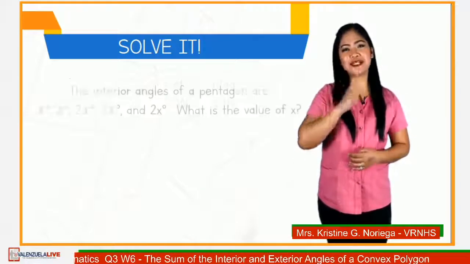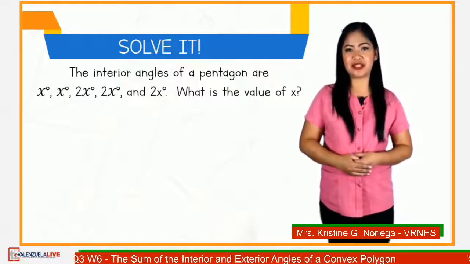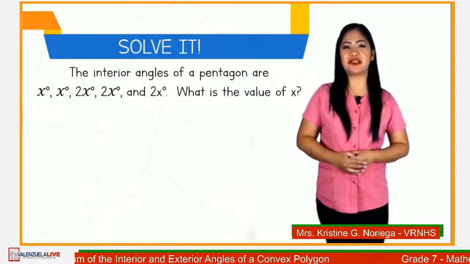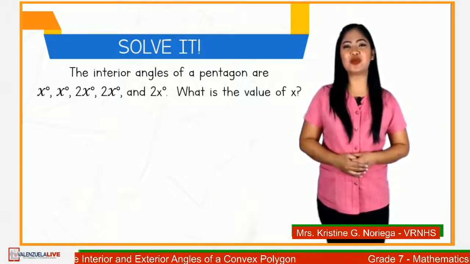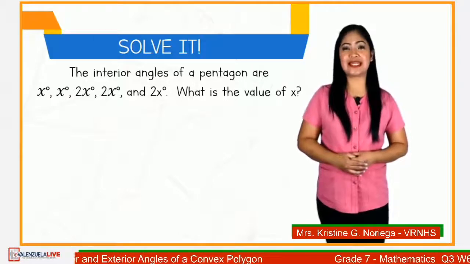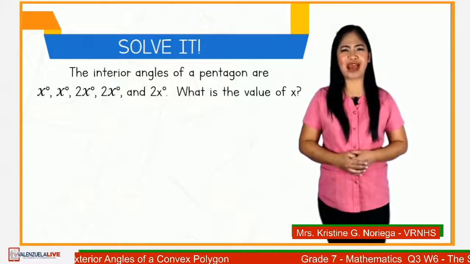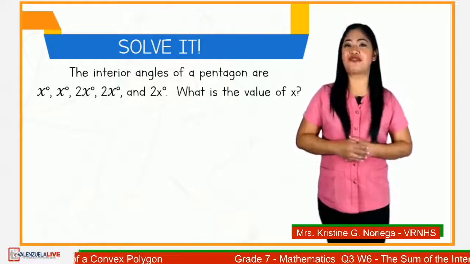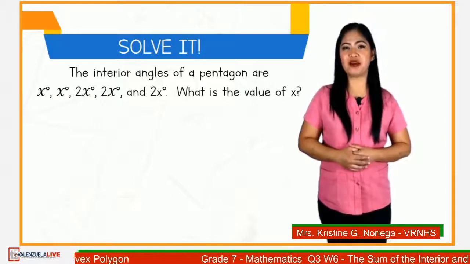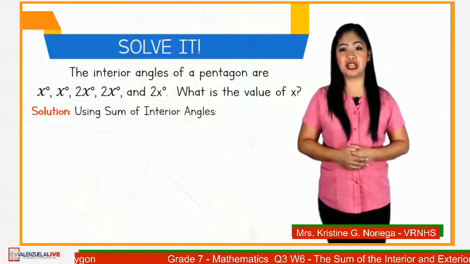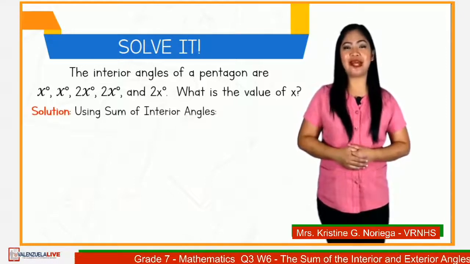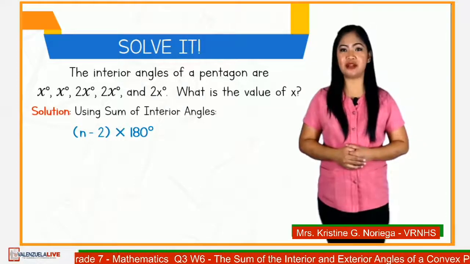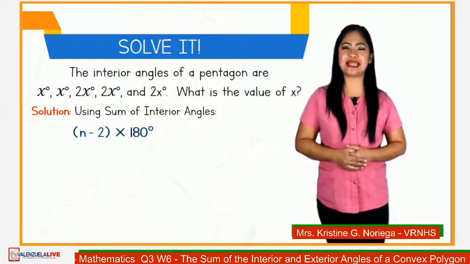For our first practice question, the interior angles of a pentagon are x degree, 2x degree, 2x degree, and 2x degree. What is the value of x? Do you have any idea what formula can we use? Correct! Since we are finding for interior angles of a non-regular polygon, we will use the sum of interior angles, which is n minus 2 times 180 degrees. Since the given is a pentagon, n, or the number of sides, is equal to 5.